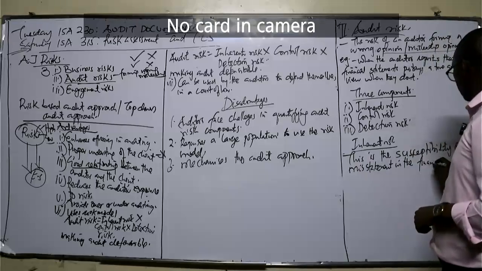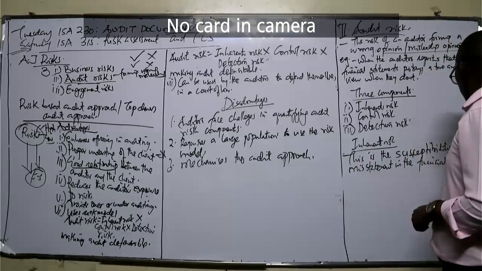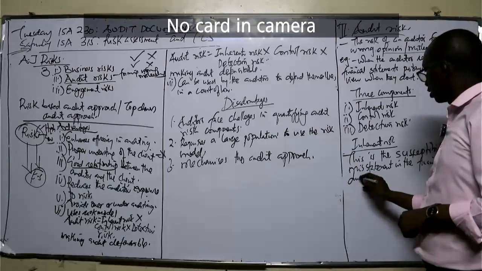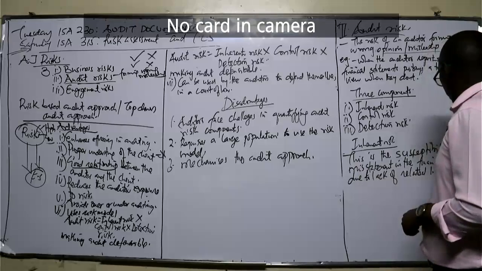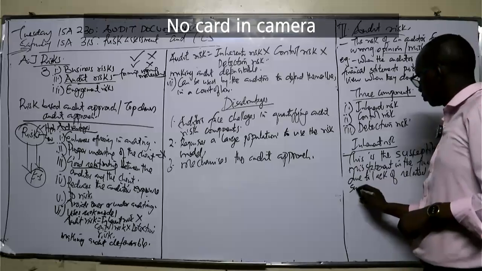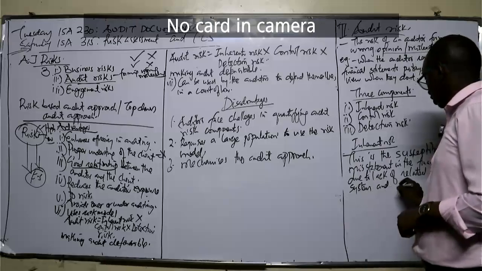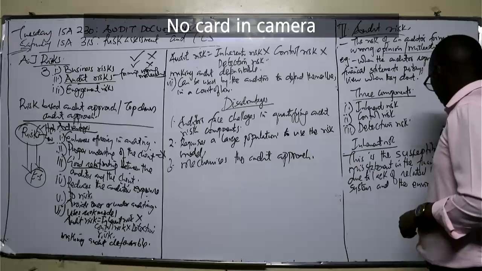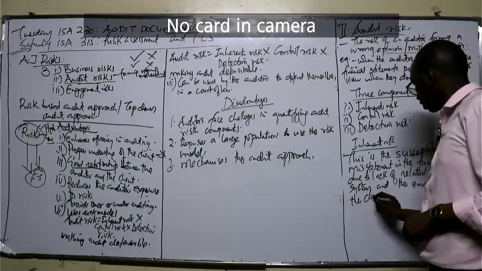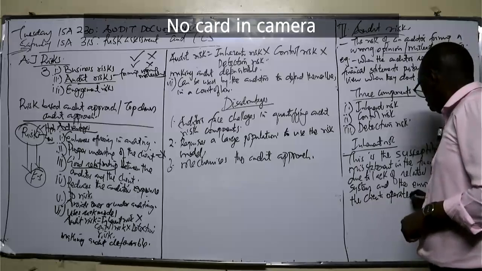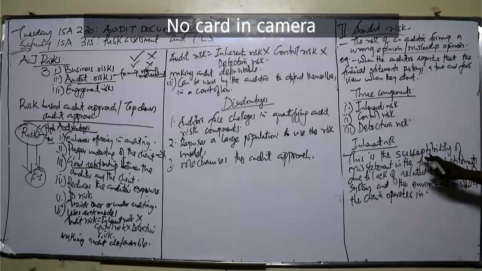In the financial statements, due to lack of related internal control systems and the environment in which a client operates in. This is the susceptibility of misstatements in the financial statements due to lack of related internal control system and the environment in which the client operates in.